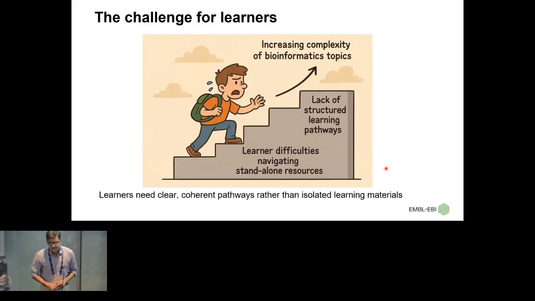The challenge that learners face these days, as you can appreciate, is that the complexity of bioinformatics is increasing, nowhere decreasing. You're always getting new concepts coming up. Keeping up with that, learners face difficulties in navigating standalone resources. You may just Google things or ask ChatGPT to find something for you. You will find it. But if you want to start from A to Z to learn about something new or some new topic which is emerging, it is very challenging.